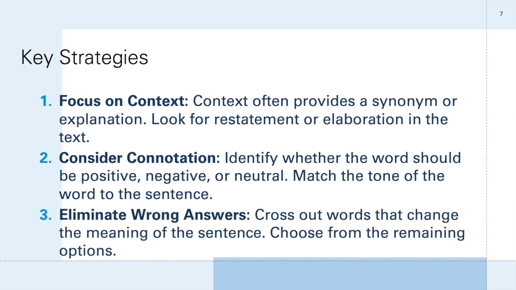And the third strategy is eliminate wrong answers. This is a strategy that is used in a lot of these types of SAT questions. So in here, it means basically cross out any words that change the sentence's meaning. What's left should be the best choice.